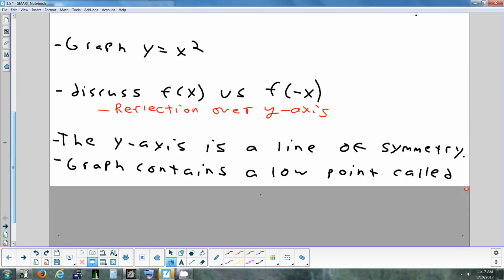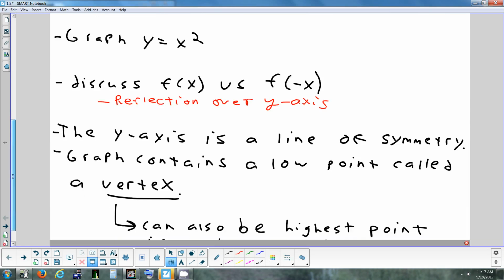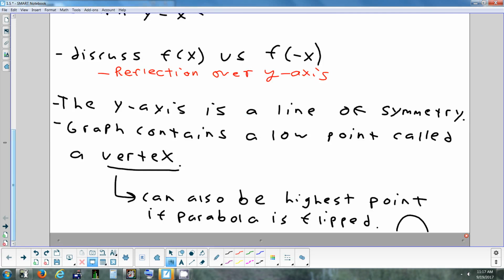And does anybody remember what the lowest point in a parabola is called? Begins with a V? Vertex? The vertex? Now, depending on how you draw the parabola, it can also be the highest point if you flip it.